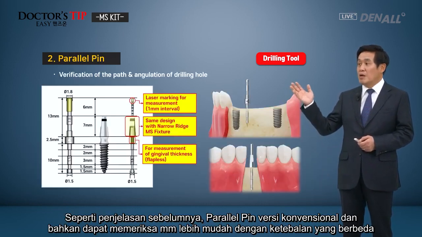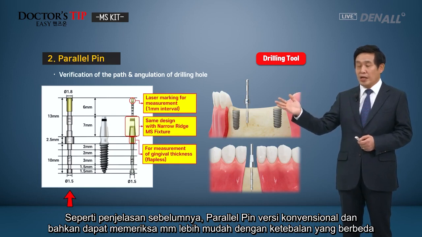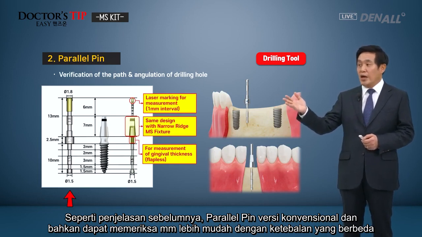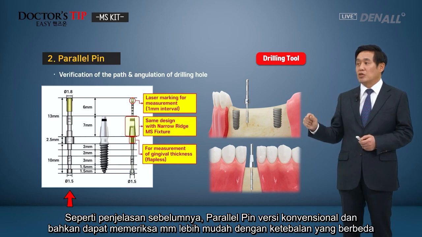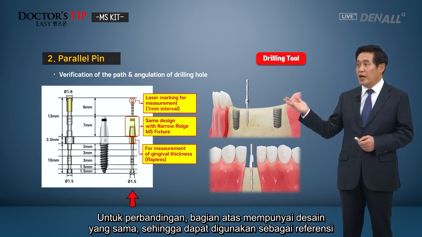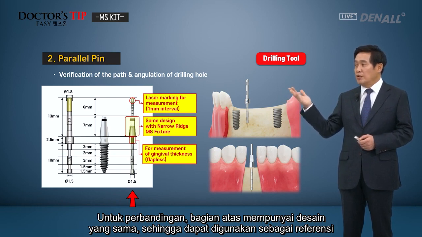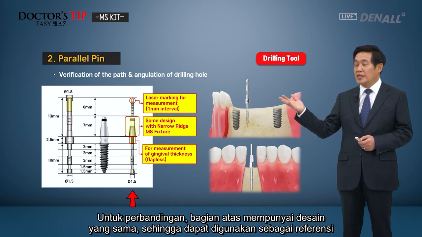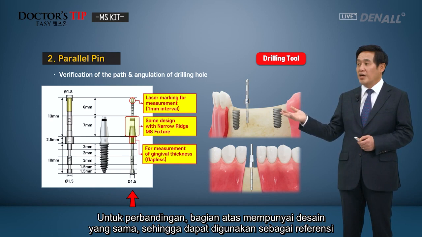As I briefly mentioned, for the parallel pin, you have the conventional type, and also, even in that structure, to check the millimeters more easily, you have a thickness difference for comparison. And one special thing is that the upper part of the MS fixture has the same design. So it has the same narrow fixture design, so that in designing the final prosthesis and planning, you can use this as a reference or a guide.